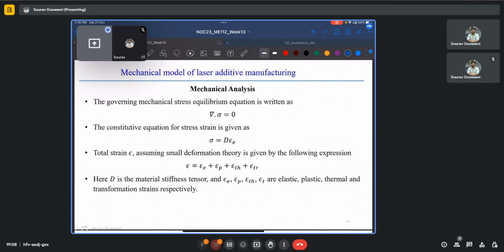For the mechanical analysis, which is necessary for the computation of the residual stresses and distortions, some of the governing equations are shown here, such as the mechanical stress equilibrium equation and the constitutive equation for stress and strain. Here, the strain is assumed to consist of all the various strains, such as the elastic component, the plastic component, the thermal component, as well as the strains introduced by transformation. All of these combined may then be used in conjunction with the material stiffness tensor for calculating the state of stress.